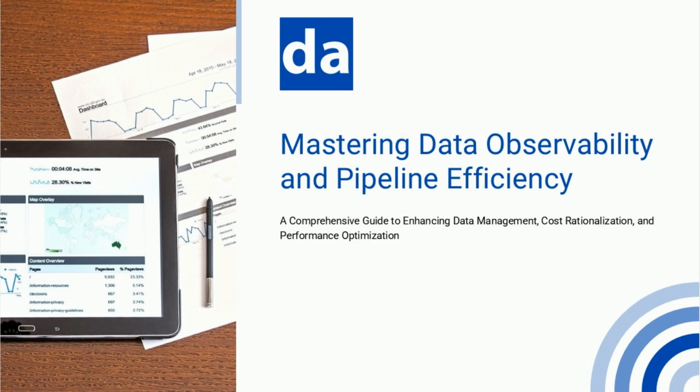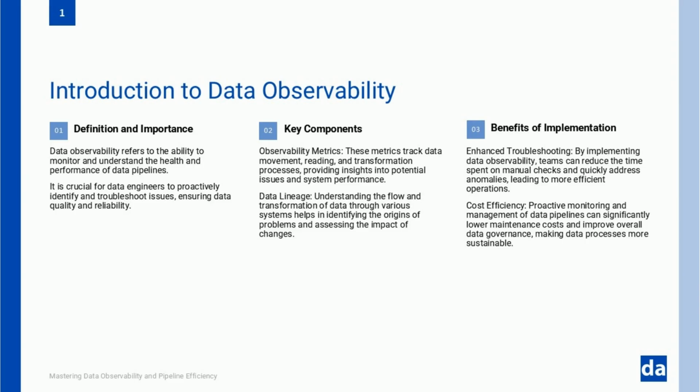Ready? Let's dive in. Let's begin by unpacking data observability. Think of it as the health monitor for your data pipelines. First, let's define it. Data observability refers to your ability to monitor and understand the health and performance of data pipelines. This capability is crucial for data engineers to proactively identify and troubleshoot issues, ensuring data quality and reliability. Imagine it like a mechanic running diagnostics on your car before a breakdown happens.